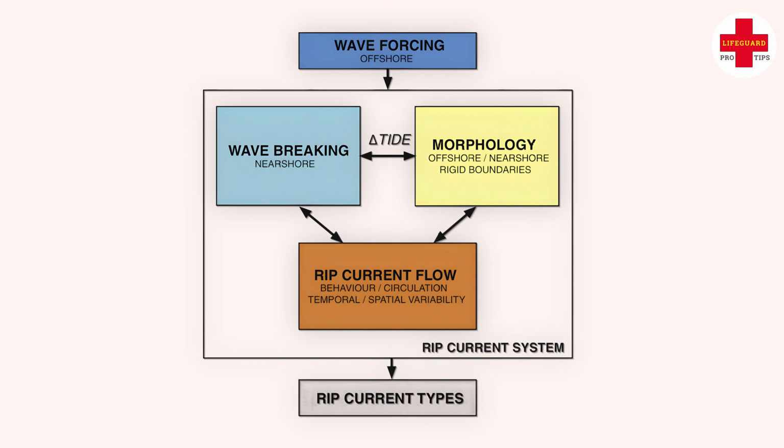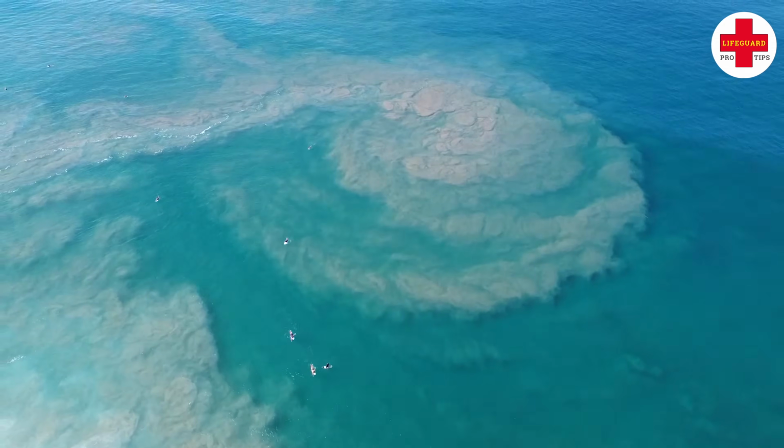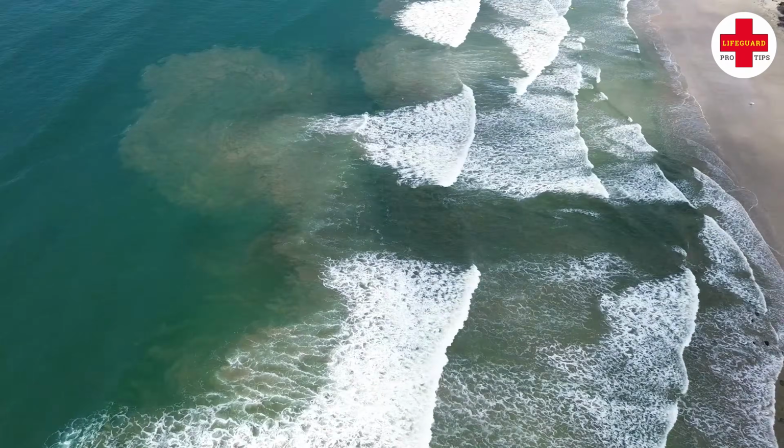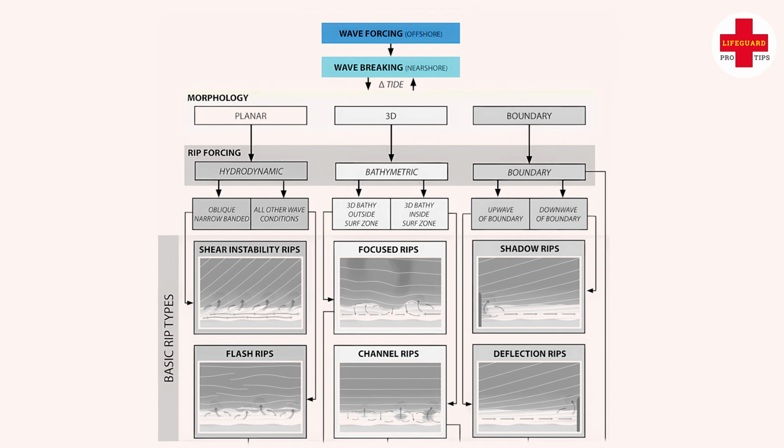Why do rip currents vary? The whole system is shaped by three main factors: wave breaking, the shape of the seabed and shoreline, morphology, and tidal changes. Together they create a constantly shifting zone of water flow. And that's why there isn't just one type of rip current. Each type is driven by different combinations of these forces. Let's break them down. The study identifies and grouped them into three main categories.